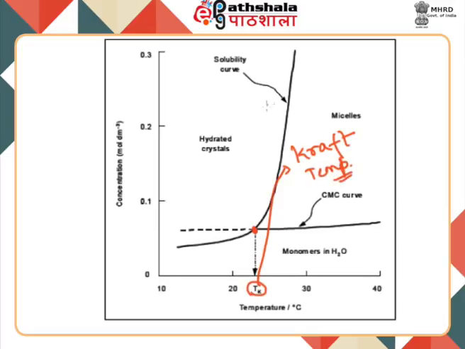This Kraft temperature can be regarded as the melting point of this binary phase diagram, which is between the surfactant and water. And due to this, below this temperature, which is the Kraft temperature, they will exist as hydrated crystals. And then beyond this, that will go into solubilization through the micelle formation. But micelle formation is also not beyond a particular temperature. So you can see from here that the solubility will take a steep rise when the temperature increases.